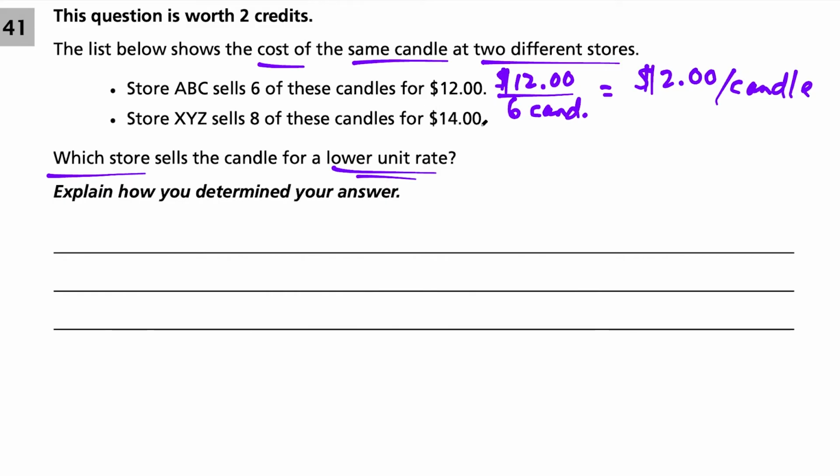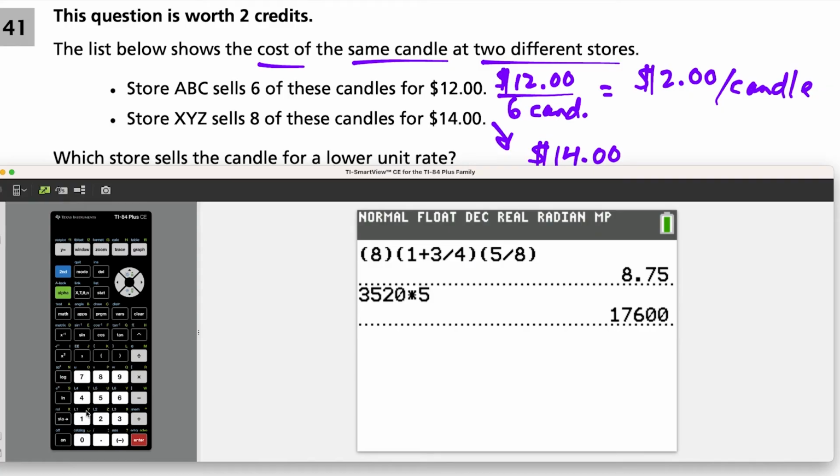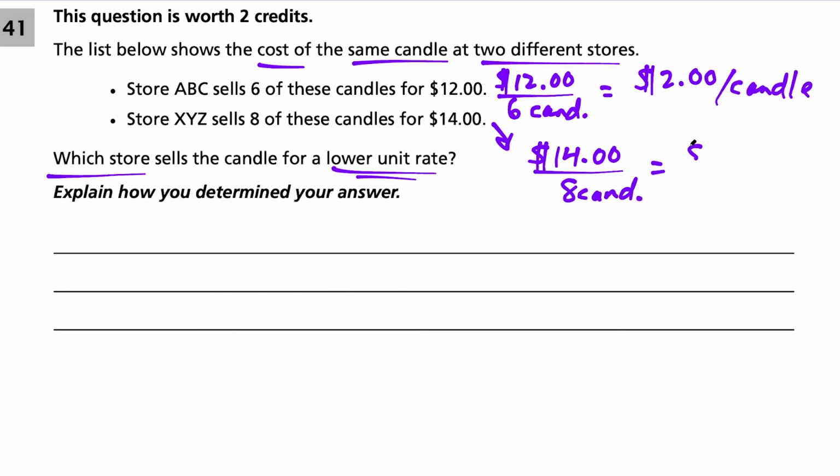And now if we find the unit rate for store XYZ, we'll do that over here. It's $14 for 8 candles. And there's no point in struggling here. We could use a calculator for the basic stuff. So let's do 14 divided by 8. And this tells us that store XYZ is charging $1.75 per candle. So this simplifies to $1.75 per candle.